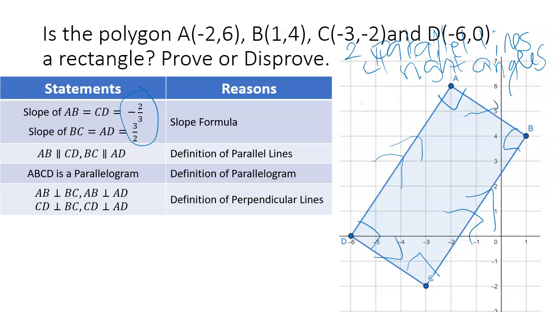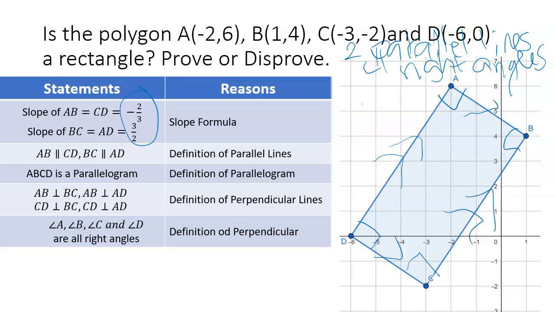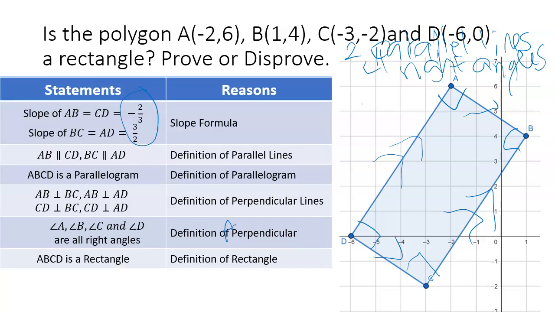They also mean that they are right angles. So now I can write angle A, angle B, angle C, and angle D are all right angles. This is by definition of perpendicular. And so when you say something is perpendicular, it means it's a right angle. Now I have my parallel sides and I have my right angles. I can say ABCD is a rectangle.